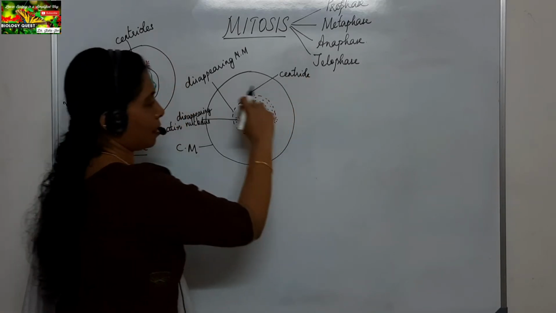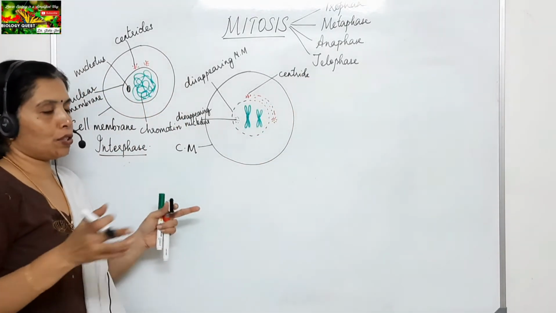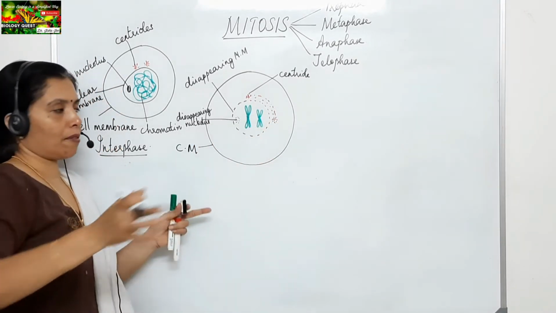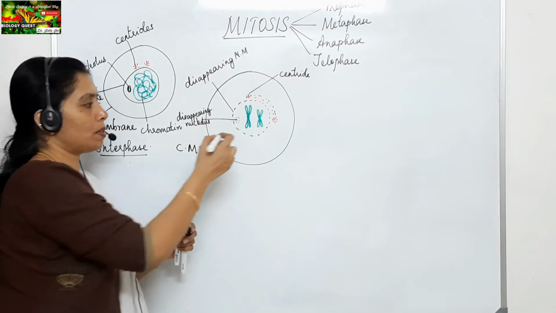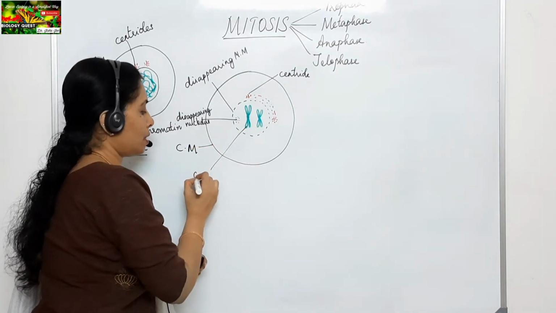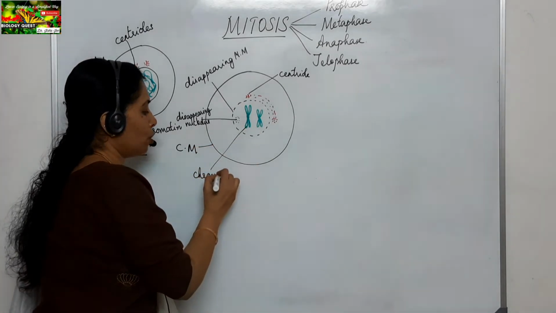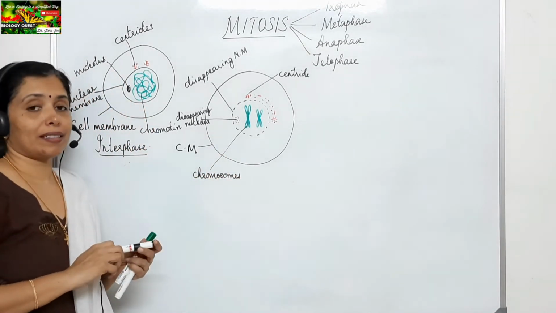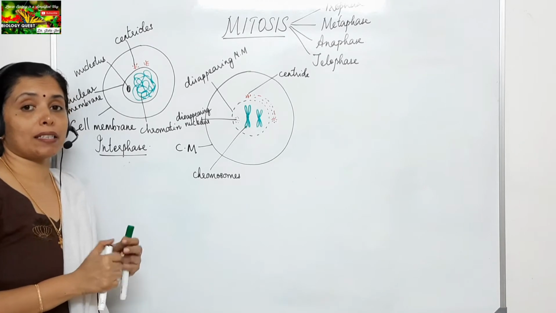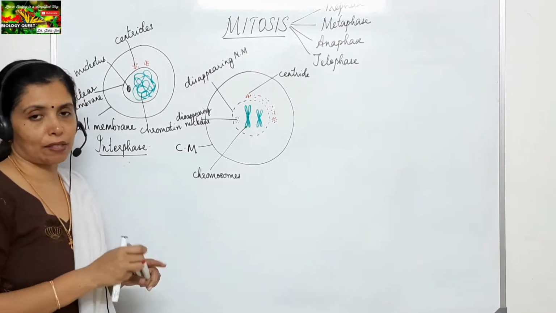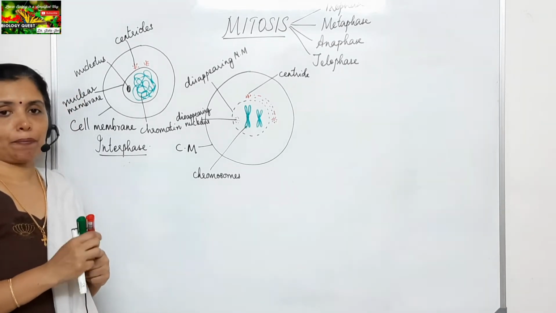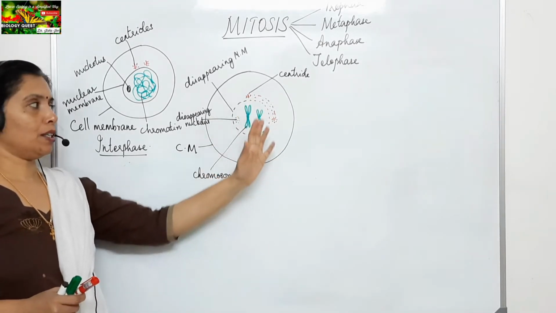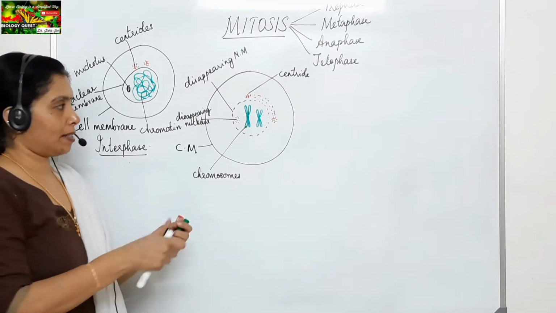The duplicated centrioles are seen, they have started to move to the opposite poles. That is one there, second one. These are the chromosomes. Each chromosome will have two arms. That is because each of these chromosomes has undergone duplication during the S phase of interphase. So this is how a cell will appear during the prophase stage.